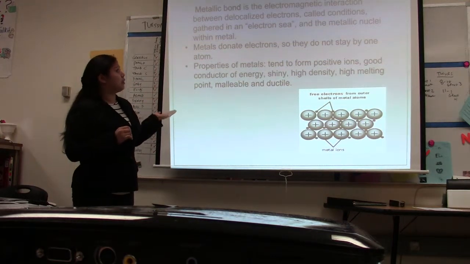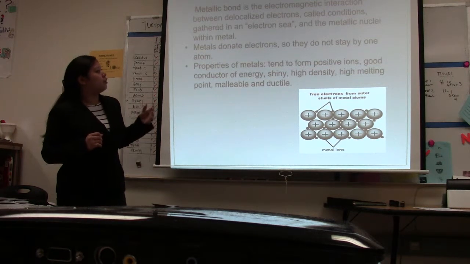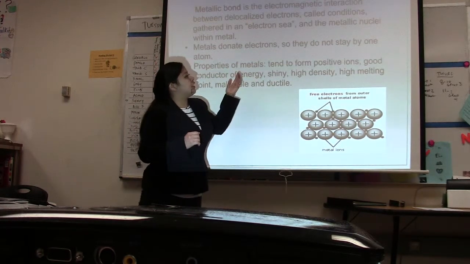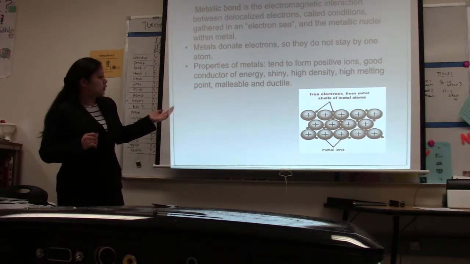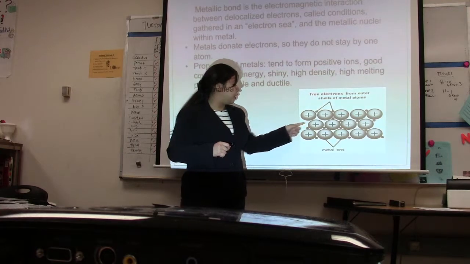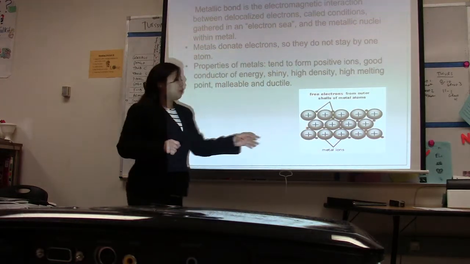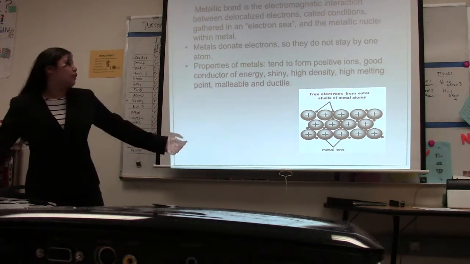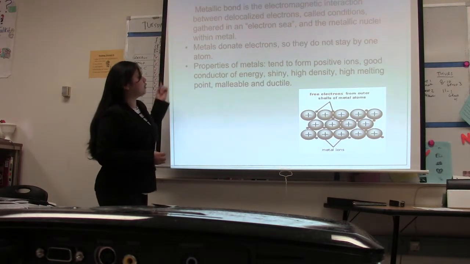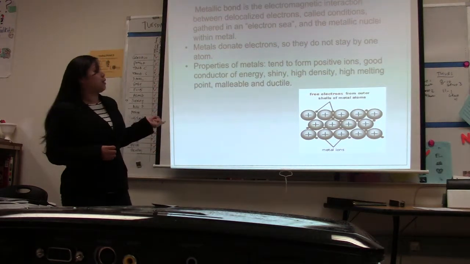Metallic bonds are an electromagnetic interaction between delocalized electrons gathered in an electron sea and the metallic nuclei within metals. As you see over here, this is metallic bonds. You see everything is positive, right? So this all is positive, which means it doesn't melt pretty fast because it has just positive bonds. Metals donate electrons, so they do not stay with one atom.